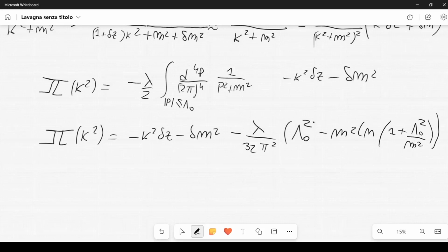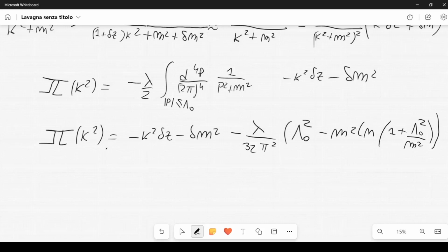So if you recall, this term was divergent. It is divergent because as soon as we let lambda 0 go to infinity, this term goes to infinity, it grows to infinity, and therefore we have divergent results. Now, the advantage of having delta m squared and delta z is to correct these divergences. So this is the renormalization process, or renormalization procedure, if you want.